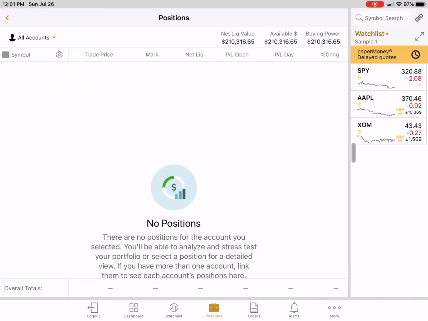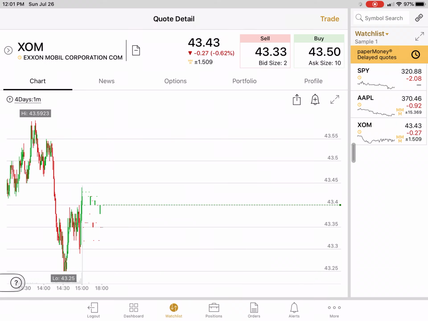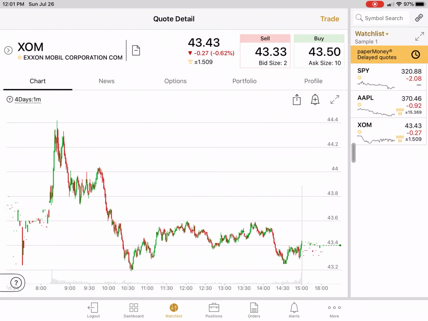So I'm going to choose a stock randomly from my watch list, which I created randomly. I'll go for Exxon this time. And notice that today's Sunday, but Friday's closing: the sell price is $43.33 and the buy price is $43.50. Now these are the bid and ask prices.